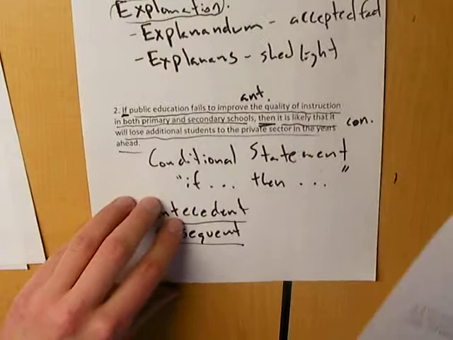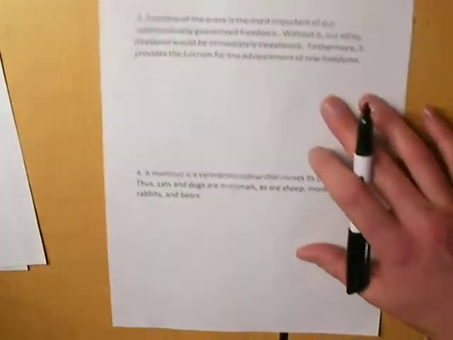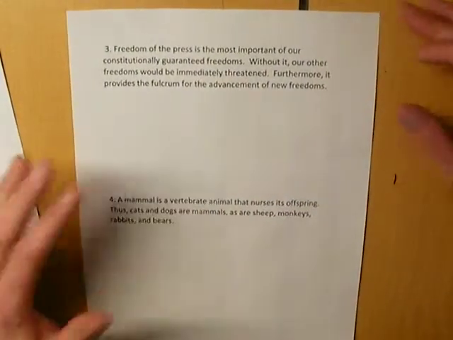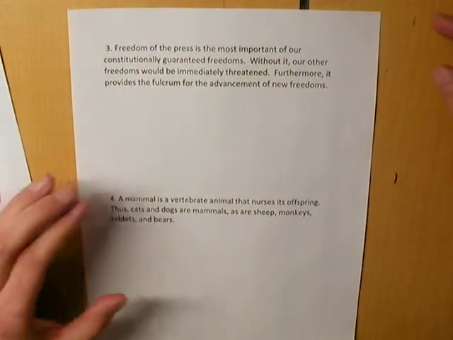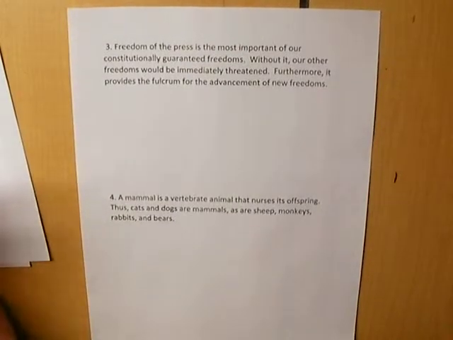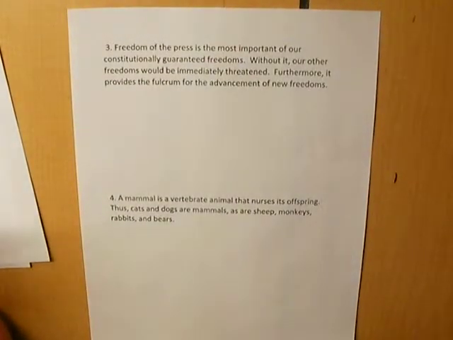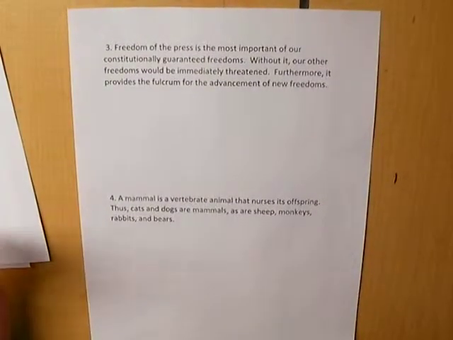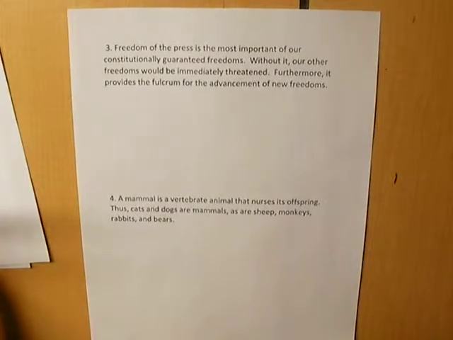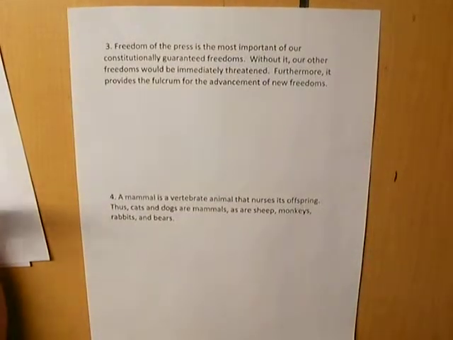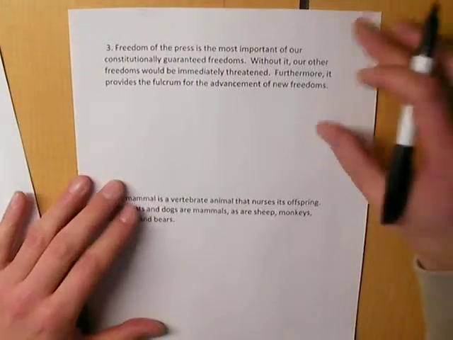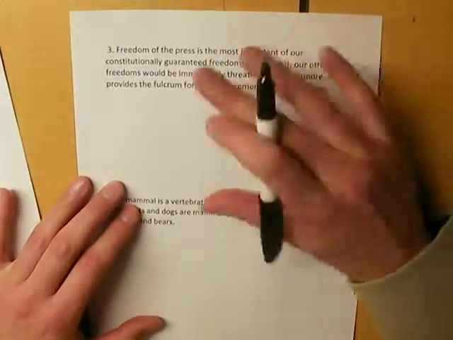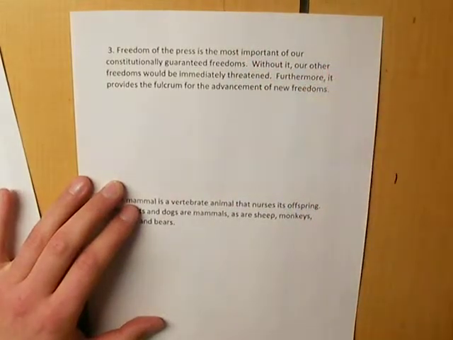So let's take a look at a passage that actually is an argument. And I know here I'm spilling the beans before we even get to it. But let's take a look at the 3rd example for this video. Freedom of the press is the most important of our constitutionally guaranteed freedoms. Without it, our other freedoms would be immediately threatened. Furthermore, it provides the fulcrum for the advancement of new freedoms. So now we've got an argument. It's a short argument, but we've got each of our 2 parts. We've got premises, we've got a conclusion.